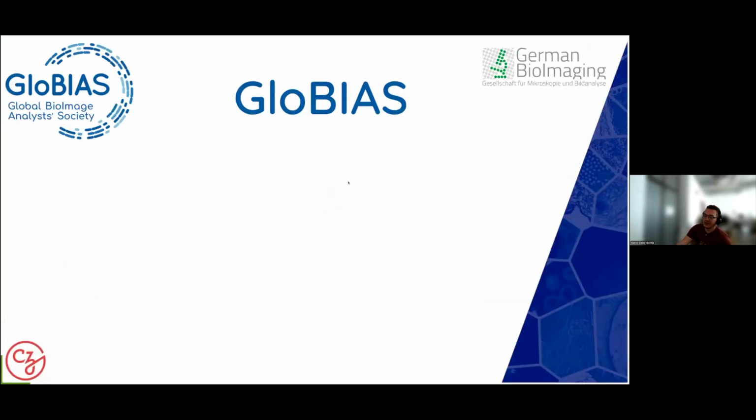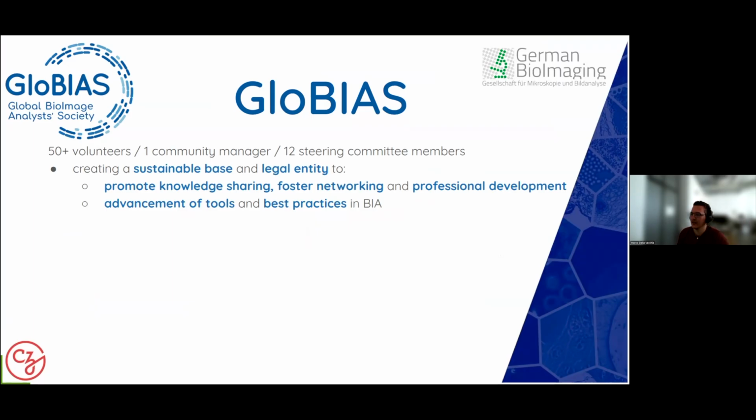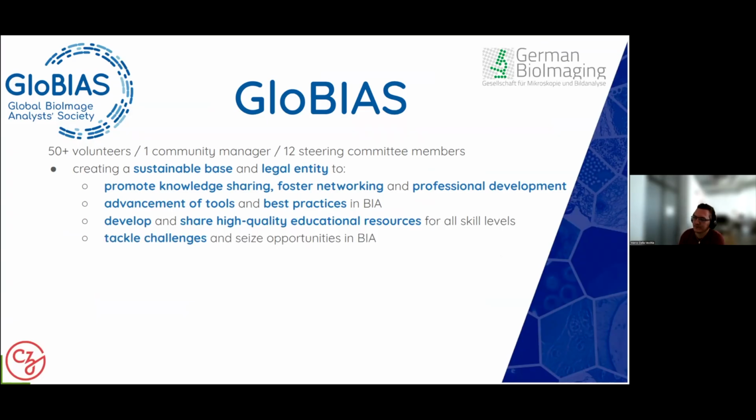I wanted to quickly give a brief introduction of what GloBIAS is and what AI for Life is before we give space to the speakers. GloBIAS, if you haven't heard of it, is a community and a society with more than 50 volunteers, 12 steering committee members, and one community manager, Krista, who is present here. Its goal is promoting knowledge sharing, networking, and professional development, advancing tools and favoring best practices for bioimage analysis, developing and sharing high quality educational resources for all skill levels, and tackling challenges and seizing opportunities in the bioimage analysis field.